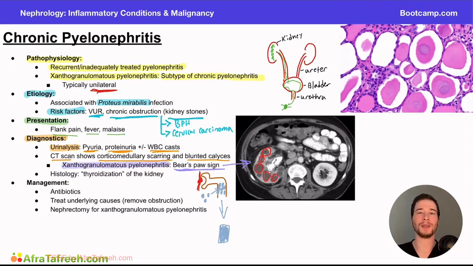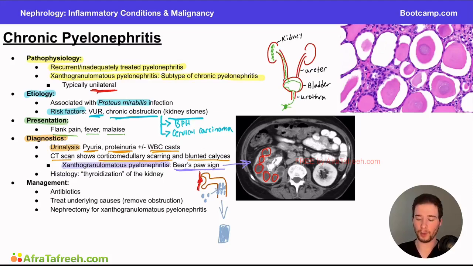So this imaging finding would tell us that a patient likely has a subtype of chronic pyelonephritis known as xanthogranulomatous pyelonephritis. This is a fairly unique imaging finding, so I want you to be familiar with this, because if you see this on a test question, I want you to make that connection and start to be thinking about this particular pathology from the get-go.